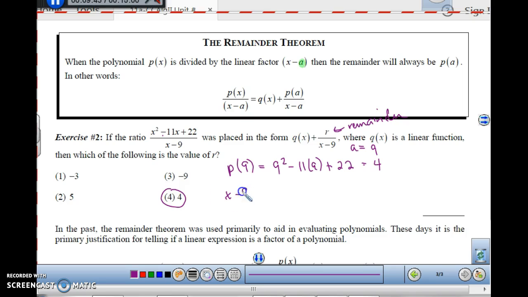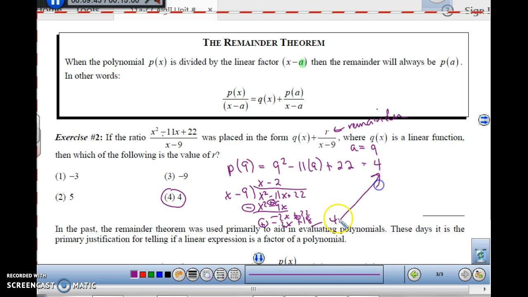If I did the long division on this, x squared minus 11x plus 22, x times x is x squared, so that gives me x squared minus 9x. Change your signs. You get negative 2x plus 22. Negative 2 times x is negative 2x. Negative 2 times negative 9 is positive 18. Subtract, and you get 22 minus 18 is 4.